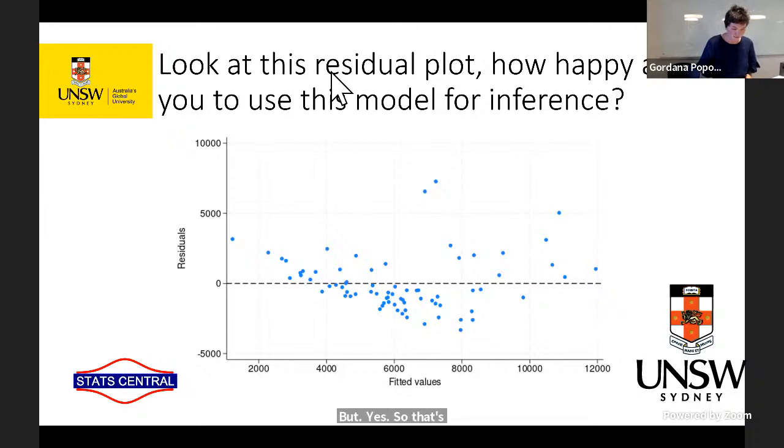I'm going to try to do a poll. So the question is, look at this residual plot. How happy are you? There are going to be 4 options of happiness. How happy are you to use this model for inference? Okay, I'm going to launch. Everyone, please answer the question. It's anonymous. I have 39 people online. I want 39 answers.